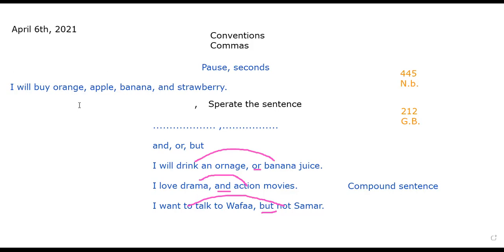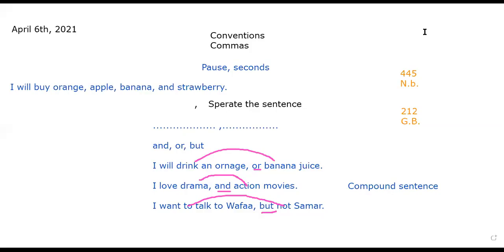So when I say I will buy orange, pause a little bit, apple, pause a little bit, banana, pause a little bit, and strawberry. After the last and right here, we don't put any comma. Why? Because we said if you have a conjunction like and, or, but, the comma comes before it, but nothing after it. Okay? Just a second, girls.